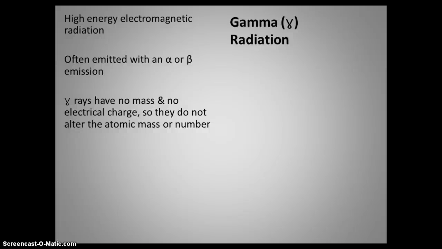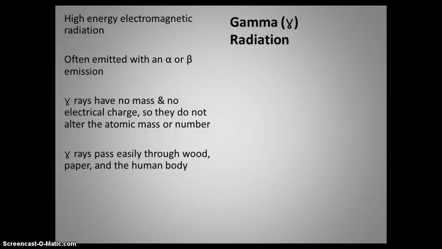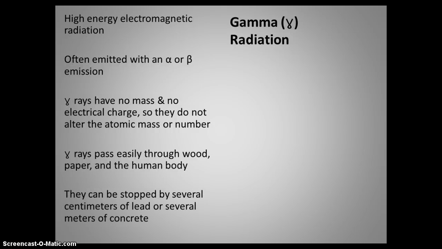So I certainly will not expect you to be able to identify when a reaction emits gamma radiation, but I do expect you to understand what it is. So gamma rays are going to pass easily through wood, paper, the human body. They're very similar to an X-ray. They can be stopped by several centimeters of lead or several centimeters of concrete.